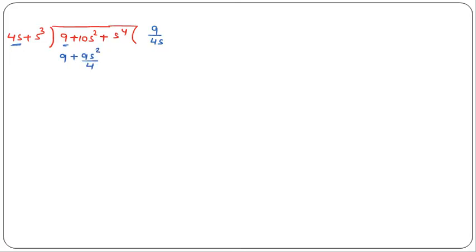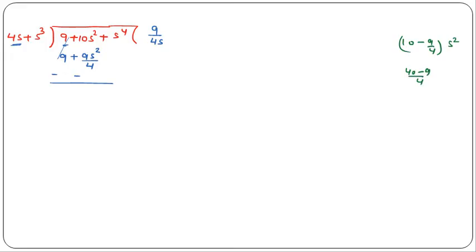Okay, so now we will subtract this. So this will get cancelled out. Now we are getting 10 minus 9 by 4 into s square. So this will be equal to 40 minus 9 by 4.